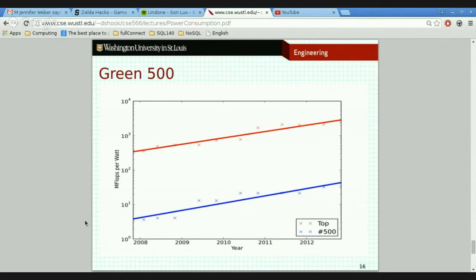In fact, it might be hard to see from this slide, but the slope of the number 500 line is going up a little bit faster than the slope of the number 1, the most efficient computer in the world. And ideally, we would like to see all computers being as efficient as possible so that this gap gets even closer and closer than it is now. So power consumption has the attention of the high performance computing community and has become a major topic worth addressing.